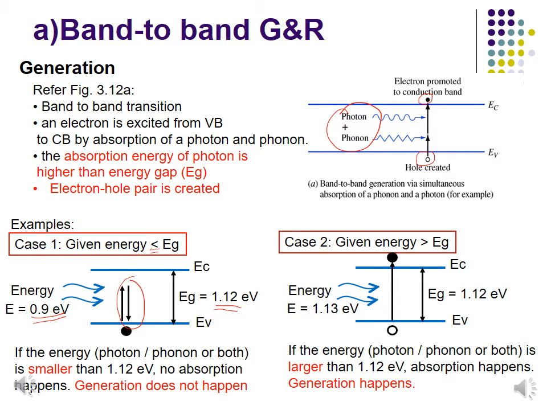For case 2, the energy given is larger than the energy gap. Thus, the electron will have sufficient energy to jump from valence band to the conduction band and stay at the conduction band for some time, and leave a hole behind in the valence band. We define this as generation process. So, in short, the electrons will need energy larger than the band gap in order for the generation to happen. The energy can be in the form of photon, phonon, or a combination of both.